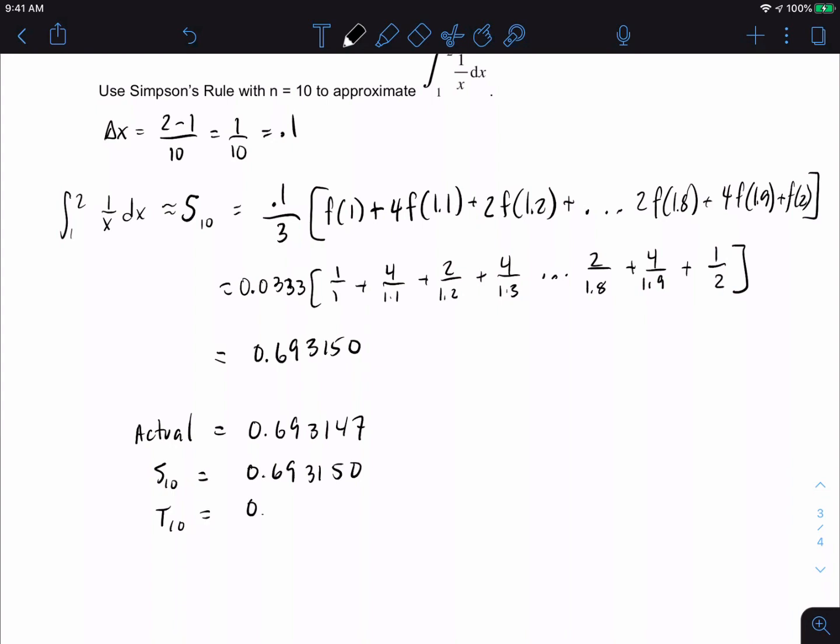Trapezoid is 0.693771. And then midpoint was 0.692835. And you can see from here, right, that Simpson's is clearly better than the other two. Right? Yes. All right.